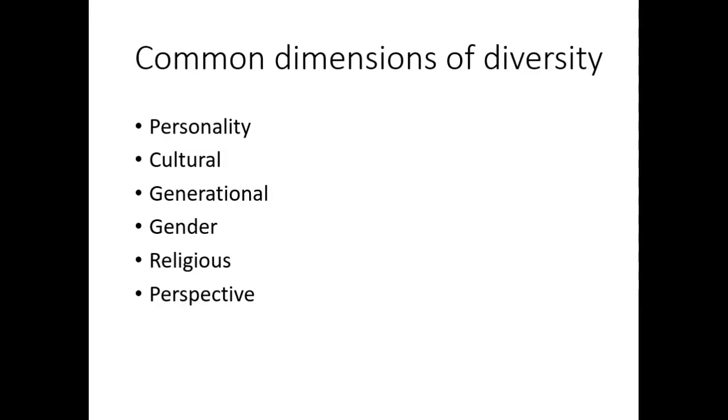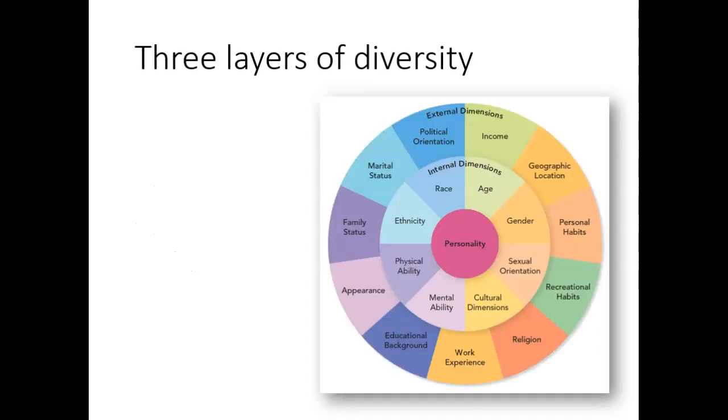Hi, everybody. I want to talk about diversity in this lecture. There's all kinds of different layers of diversity out there. Like this chart kind of captures not all, but quite a few different elements of diversity. This model presents three layers, starting with our external dimensions: income, marital status, appearance, then internal: physical ability, sexual orientation, gender, age, race, and then personality in the middle.